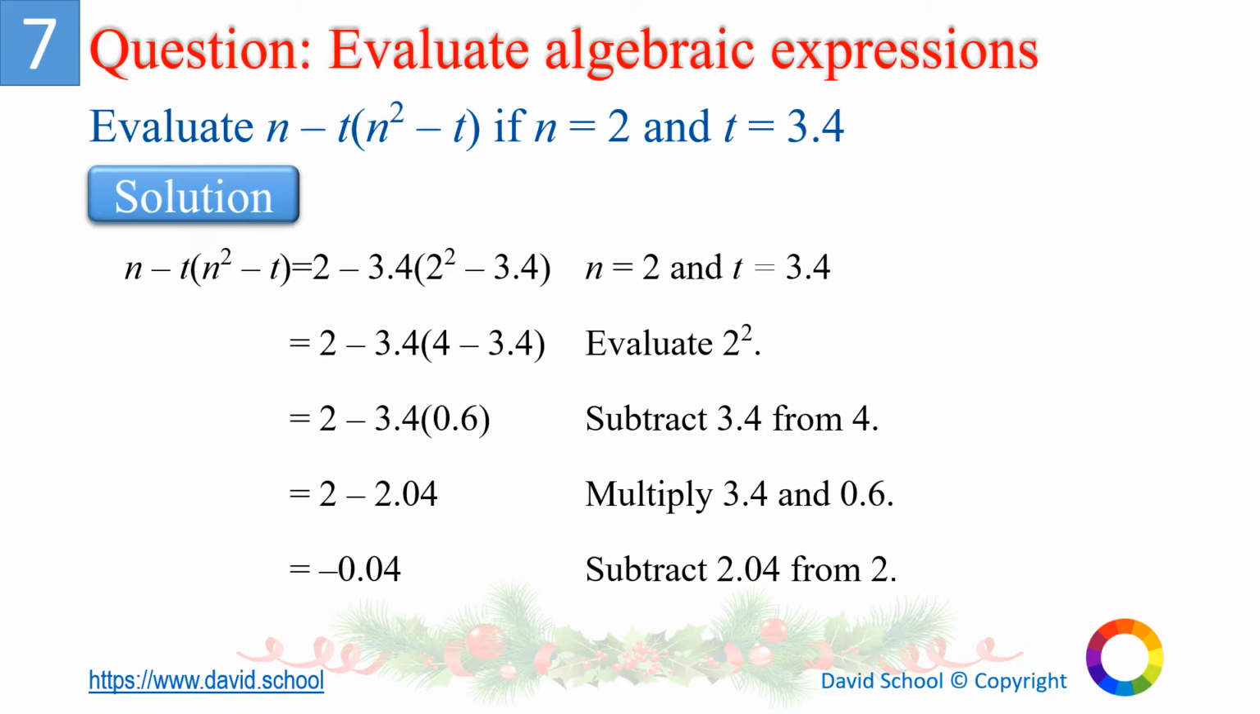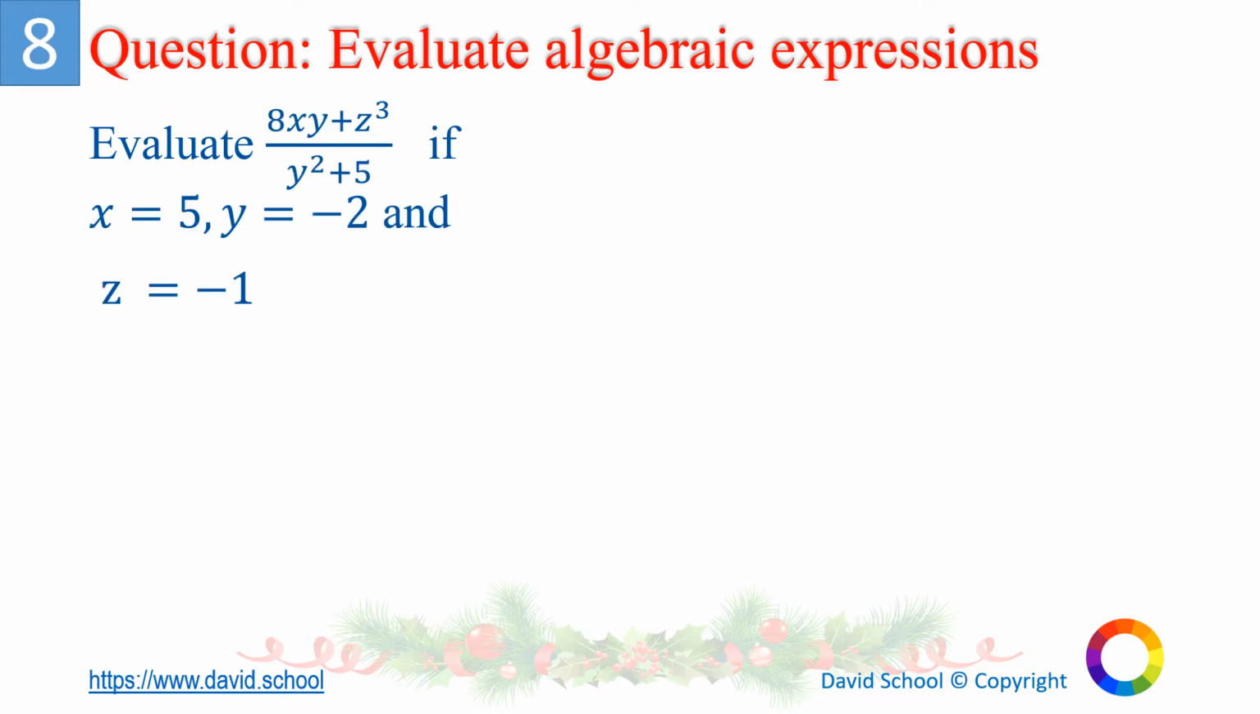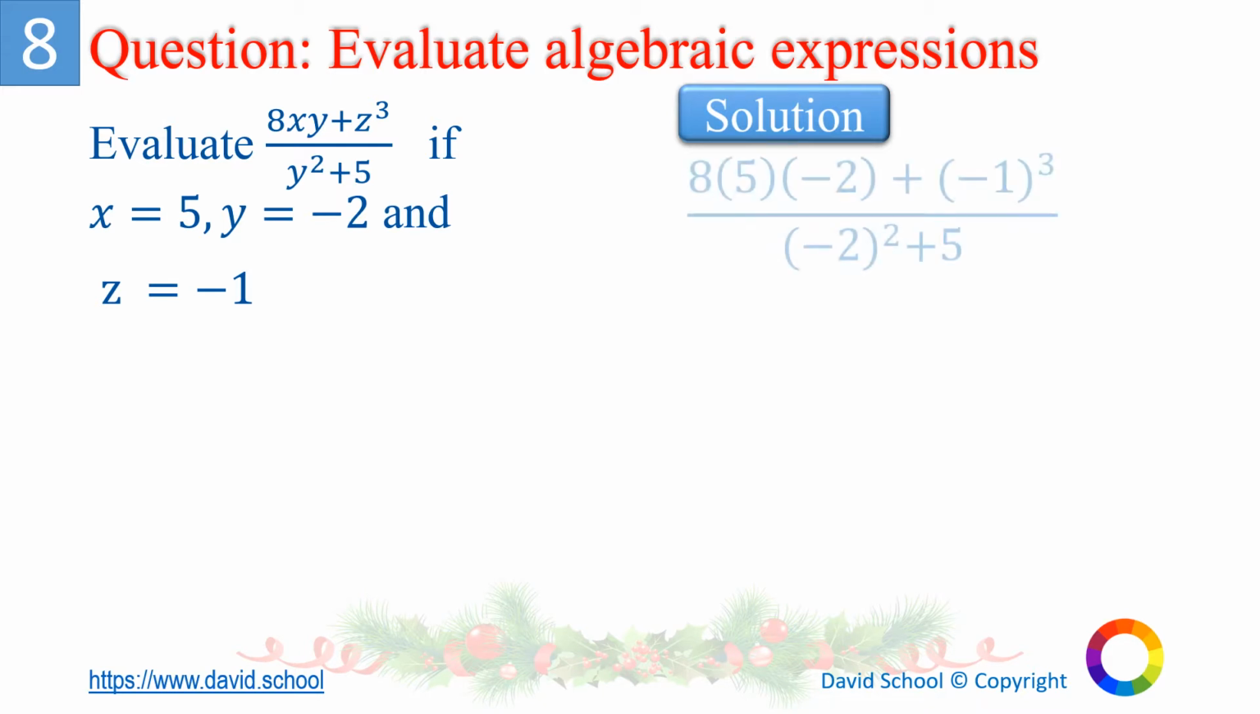Let us see one more example. Question 8. Evaluate (8xy plus z cubed) over (y squared plus 5) if x is 5, y is negative 2, and z is negative 1. Substitute the values in the given algebraic expression, then we get a numerical expression. Since the division bar acts as a grouping symbol, simplify the numerator and denominator before we simplify.